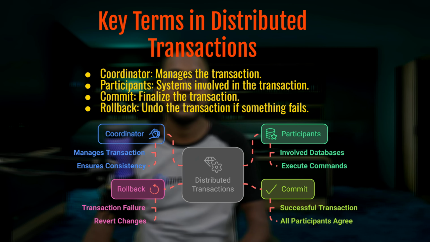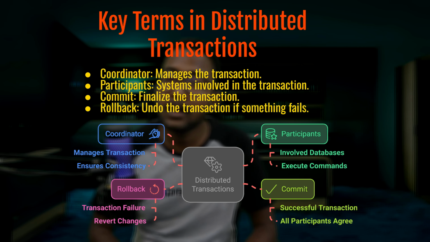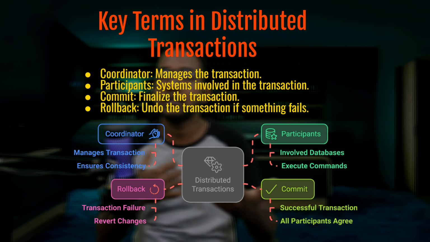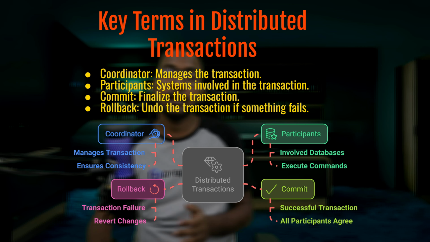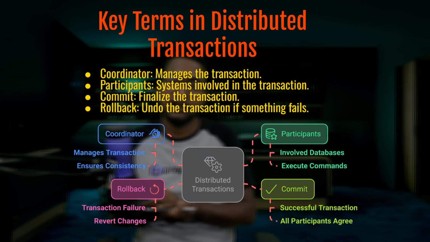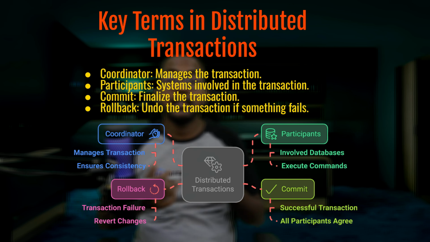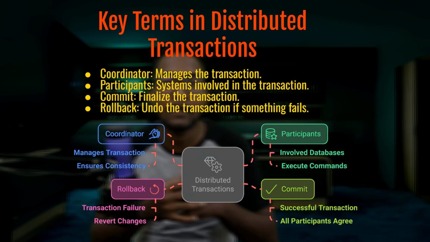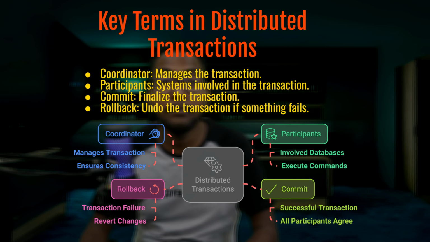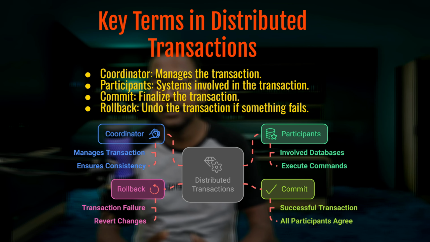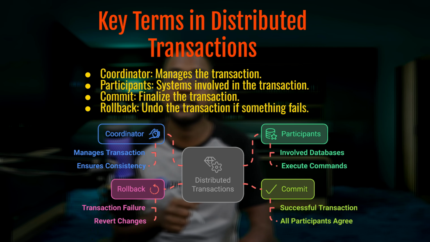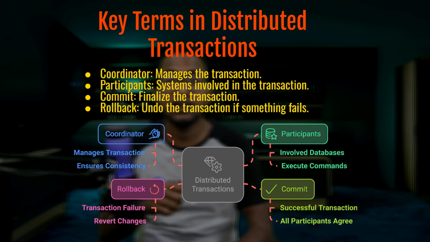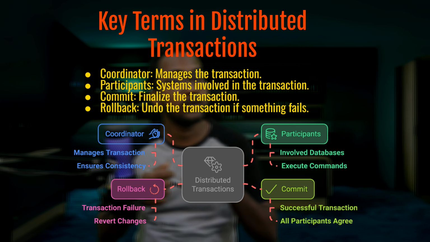Participant is basically an individual system or database involved in the transaction. They each play a specific role in ensuring that their part of the operation is completed. For example, in an e-commerce transaction, one participant might be the payment system, another might handle inventory, and another manages shipping. Each participant must confirm whether they can commit to the transaction during the prepare phase, and if they can't, the transaction is aborted.